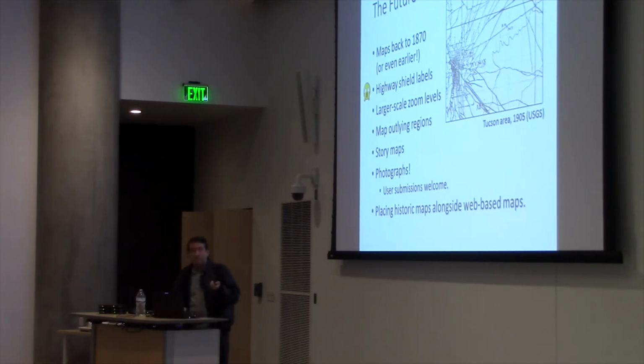Here's an example of something for the future, this is a map of Tucson from 1905, and you can see just how small it is. Right here is the Speedway, which is why Speedway Boulevard was called that, because back then they used to race horses on it. I'm going to add some highway shield labels, which, if you've ever used ArcGIS, is an enormous pain to get to work right with the labeling engine. And then larger scale zoom levels, so you'll be able to zoom in more, map some outlying areas. And the thing I'm most excited about is that you'll be able to put in photographs. And I want to be able to have users submit them too.